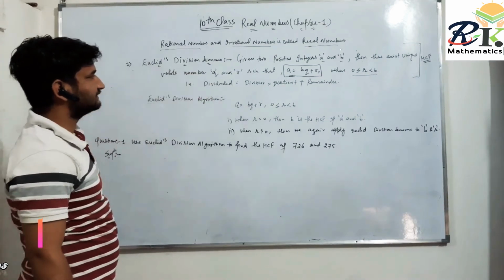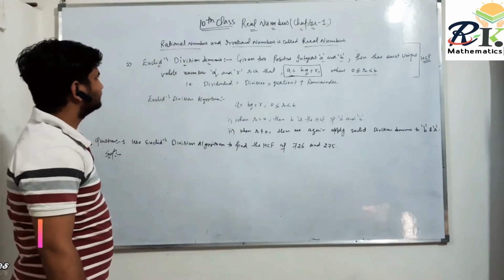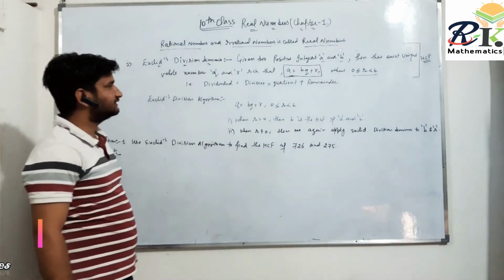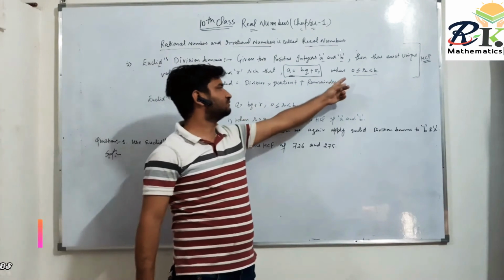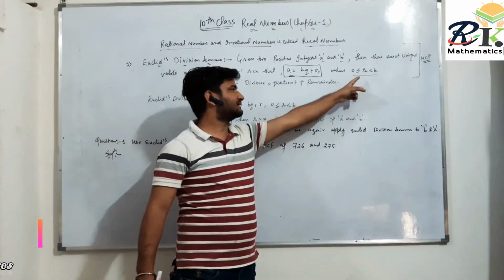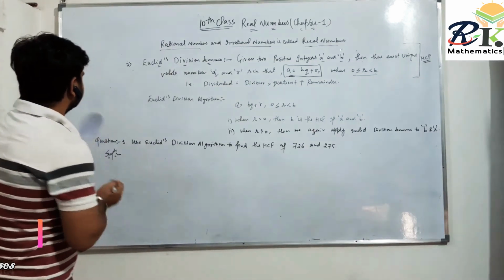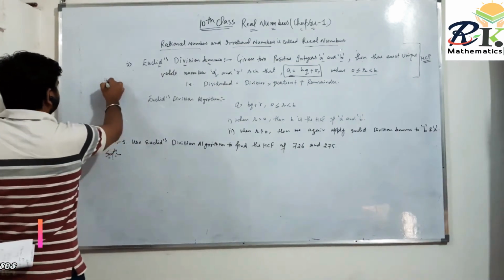Given two positive integers a and b, there exist unique whole numbers q and r such that a is equal to bq plus r, where 0 is less than or equal to r, and r is less than b. So what is the meaning of this definition? I will explain. Let's suppose two numbers a and b.